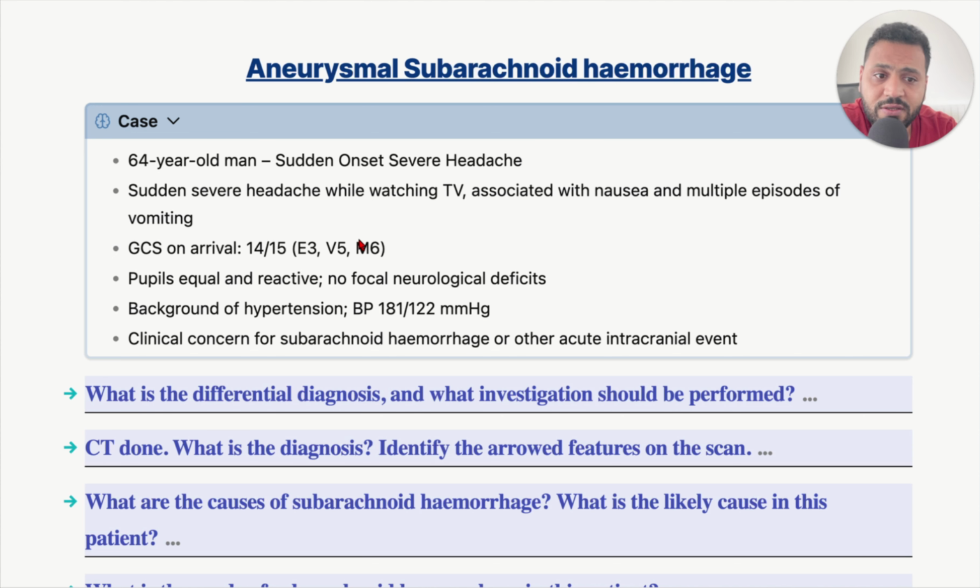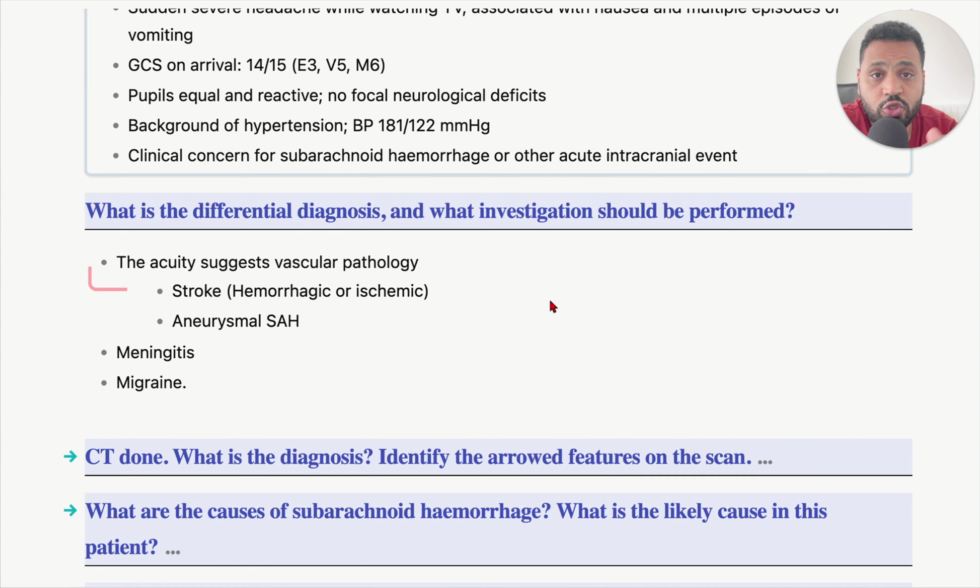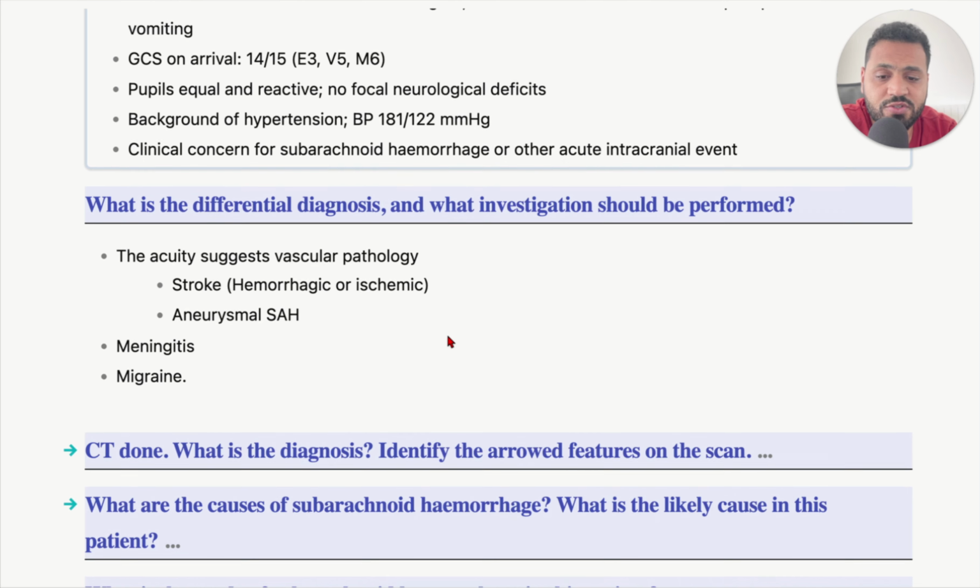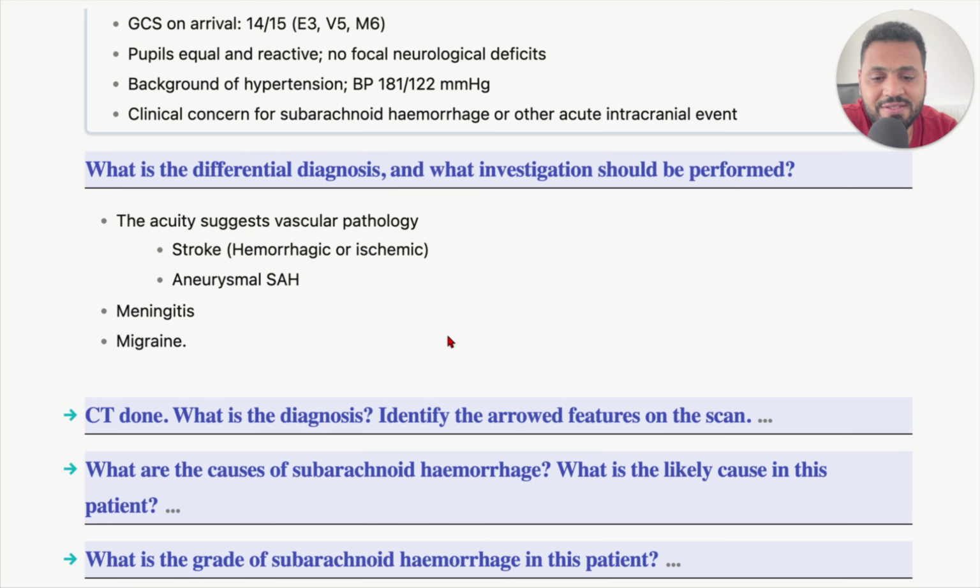And finally, you can also consider migraine as one of the differential diagnoses, and encephalitis or meningitis could still be considered. However, your top differential should be aneurysmal subarachnoid hemorrhage. You should also stress that, given the acuity of the presentation, stroke and subarachnoid hemorrhage are the top differential diagnoses. The CT head was done.